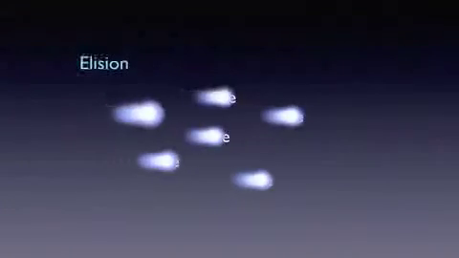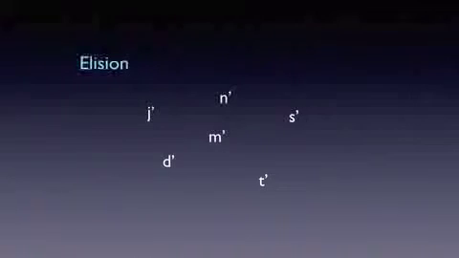Elision. In French, some words like je, de, ne, me, te, ce, that end in the letter E will change their spelling to J apostrophe, D apostrophe, N apostrophe, M apostrophe, T apostrophe, and S apostrophe when the next word starts with a vowel or the letter H.